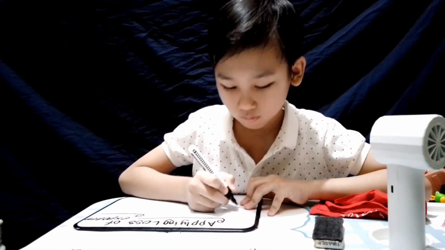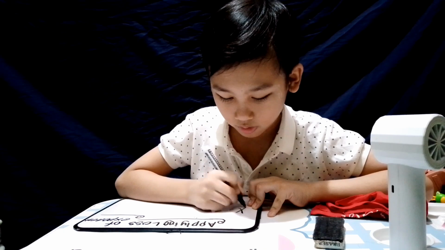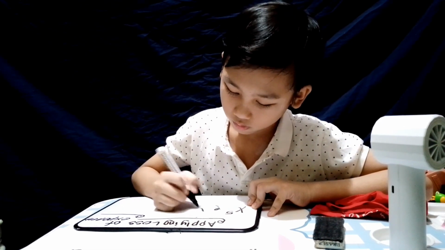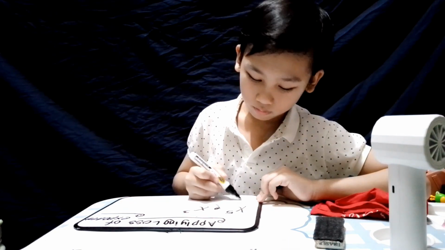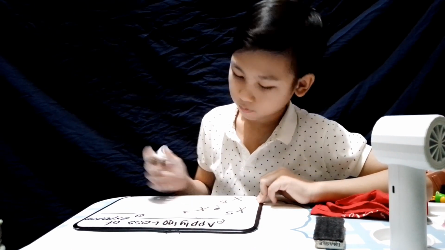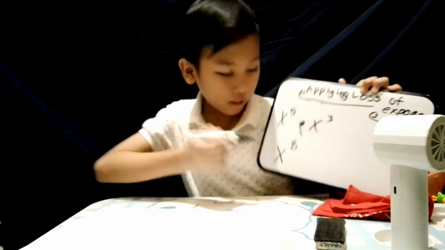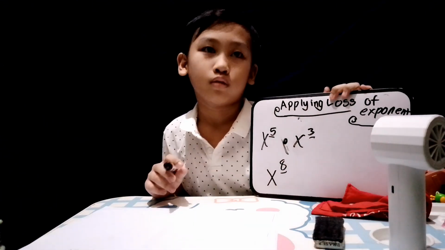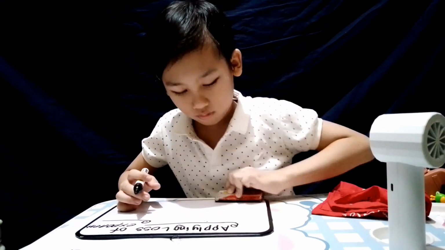How about this? x to the 5th power times x cubed. Here we have the same variable. Product rule again. We just add the exponents: 5 plus 3 equals 8. Very good. This is our easy round. Number 4.